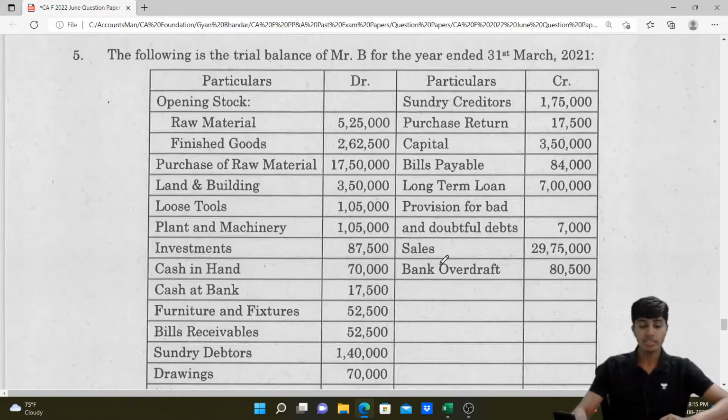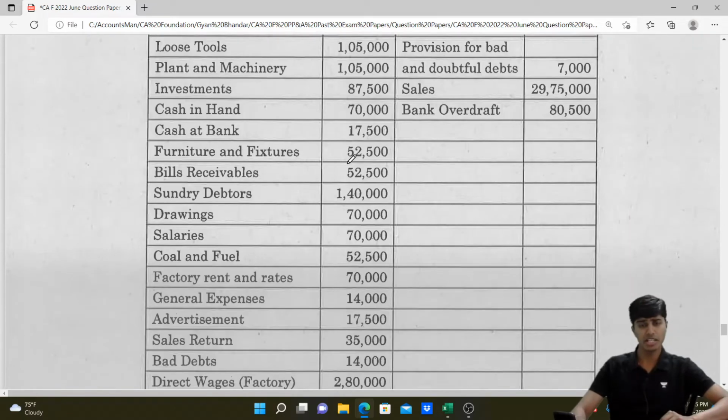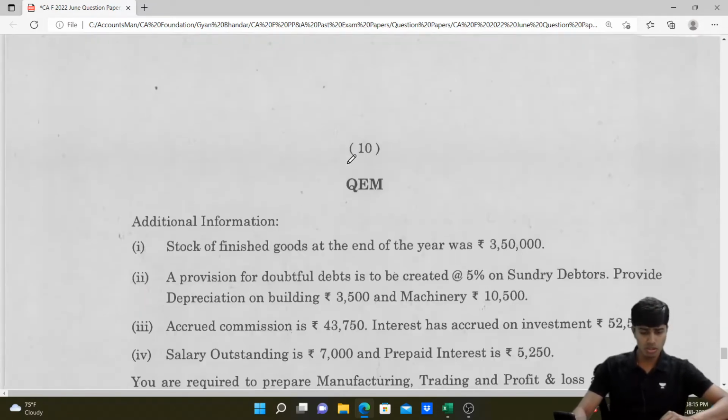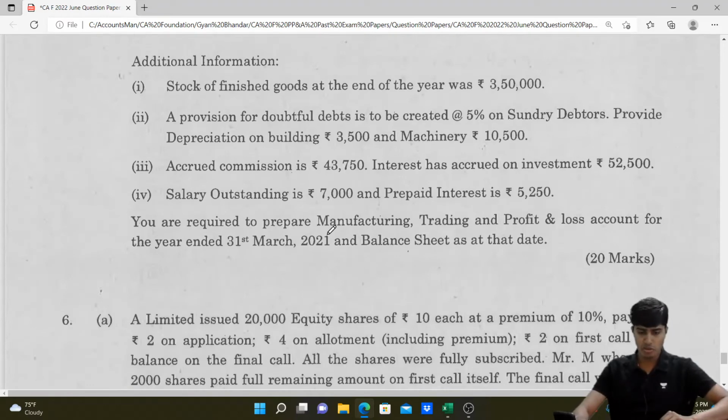Shall we? The following is the trial balance of Mr. B for the year ended 31st of March 2021. Great. They've given particulars, amount, opening stock, raw material, a lot of items in the trial balance. We'll use all of this. What do they want? There's some additional information also. They're saying you are required to prepare manufacturing, trading, and P&L account and balance sheet as at that date.